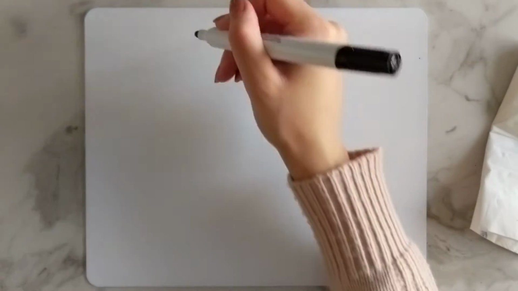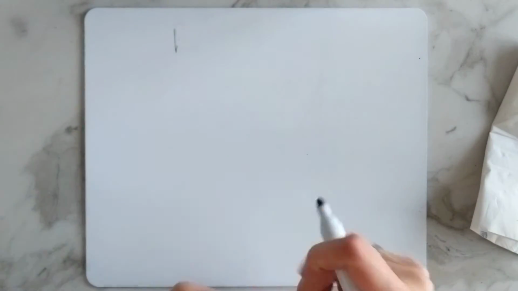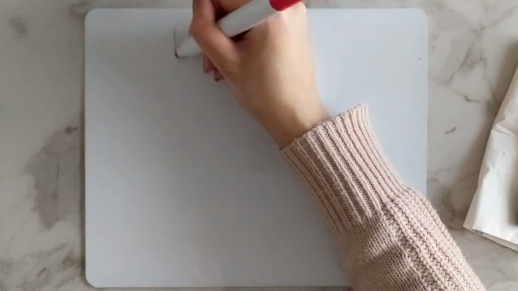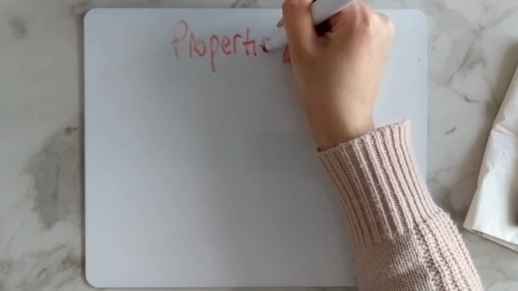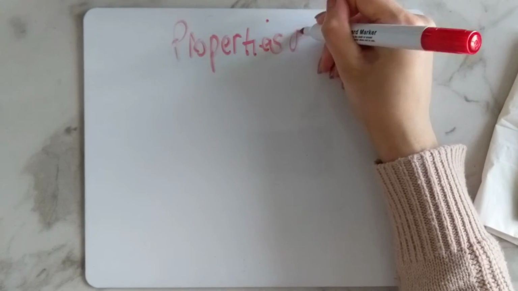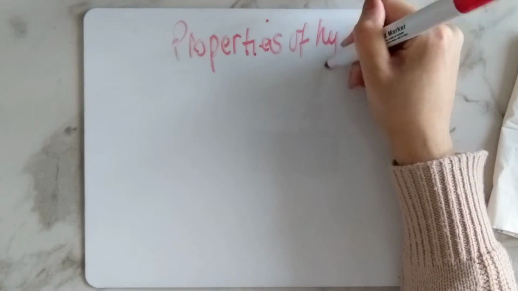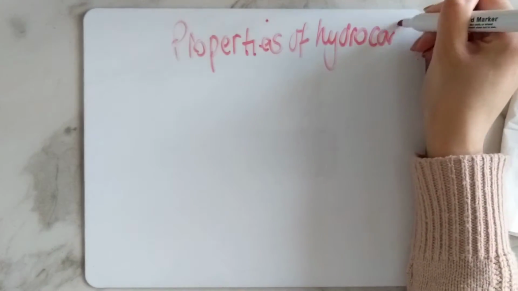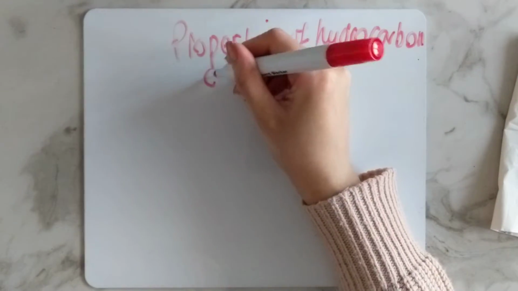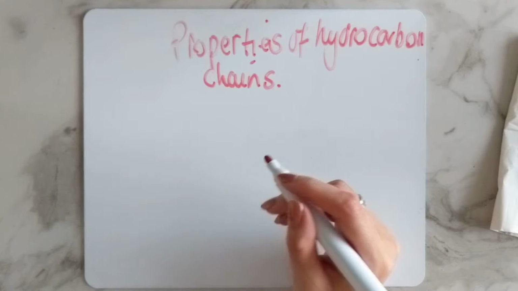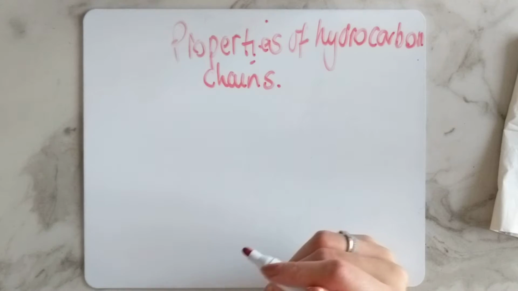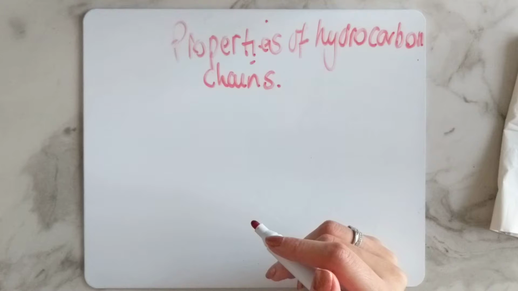Okay, so that's your alkanes and alkenes. We just need to know about the properties of hydrocarbon chains. So it's to do with size. The length of the carbon chain basically changes the properties of the hydrocarbon.